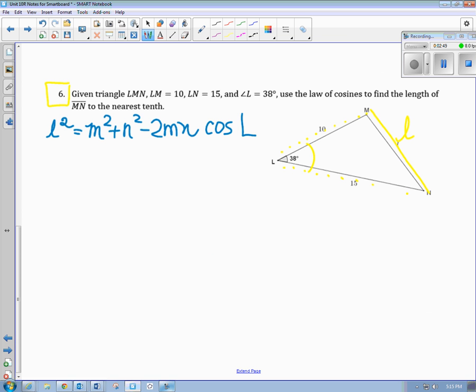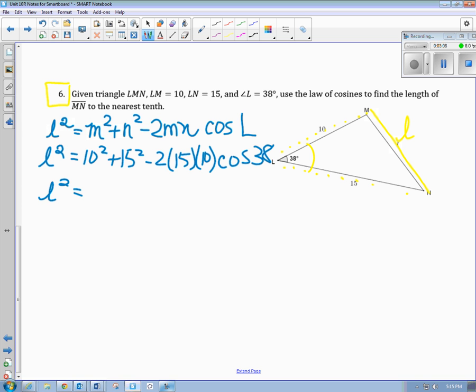So I'm going to go through and substitute in what I know. I know L is the variable I'm looking for, but I have 10 squared plus 15 squared minus 2 times 15 times 10 times the cosine of 38. And everything on the right-hand side, you can technically type in all at once in your calculator. I'm going to do it in parts, but you could type the whole thing in.